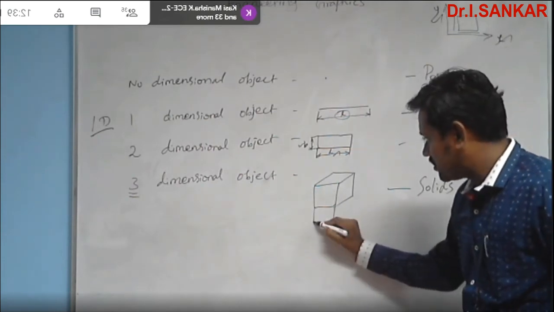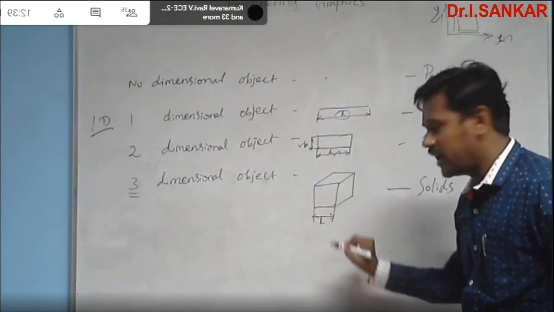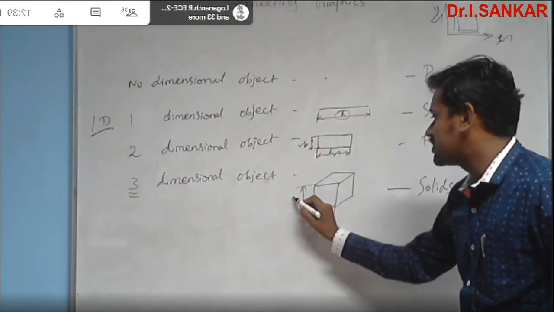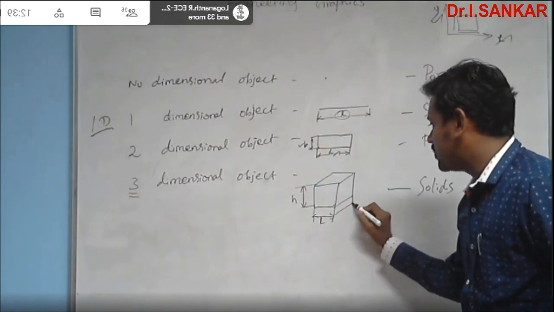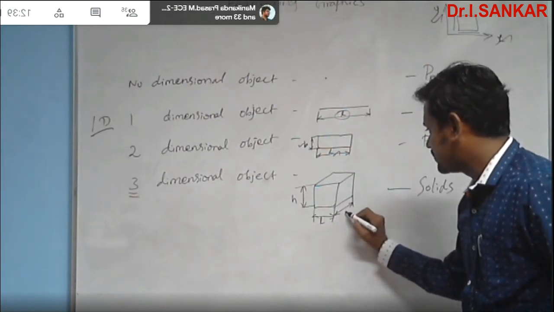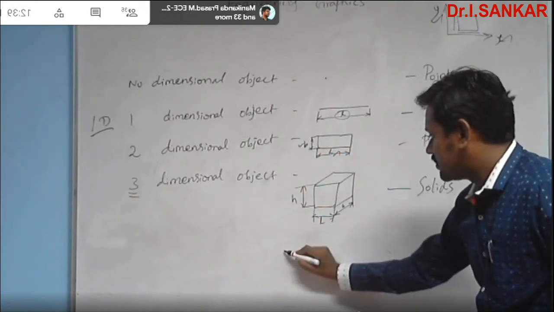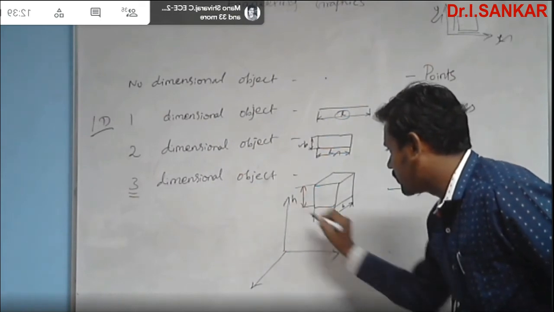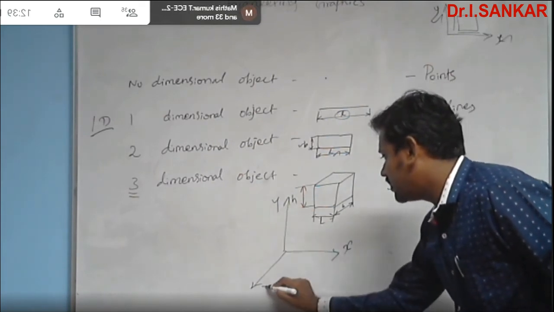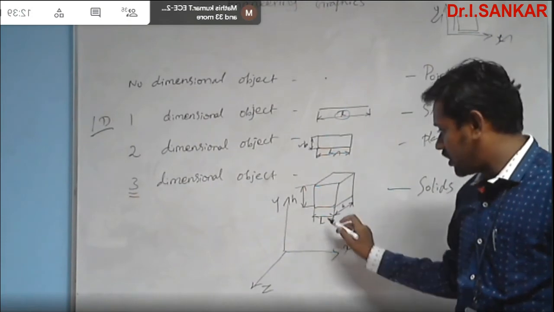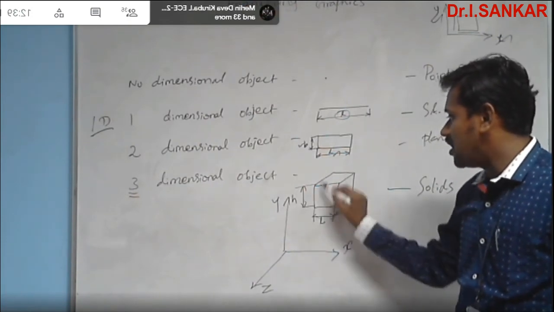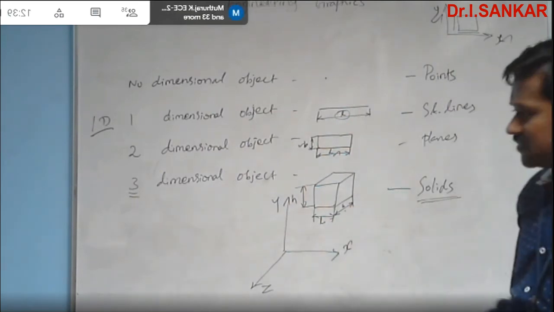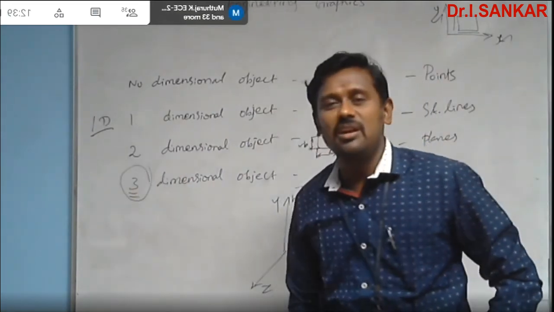You can measure the length of the object in one axis, the height of the object in another axis, and the breadth of the object in some other axis. See, in all x, y and z axes, you have dimensions for this object. This object is nothing but solids, which are termed as three-dimensional objects.